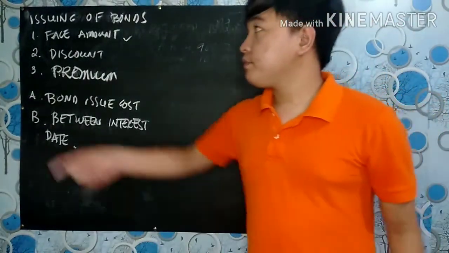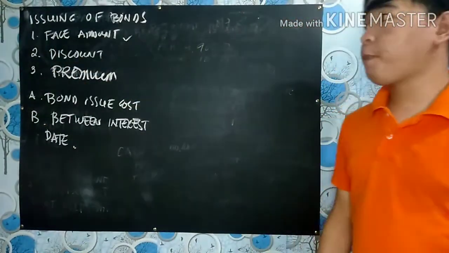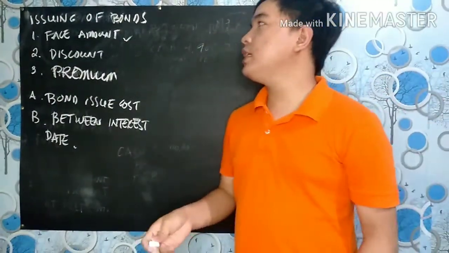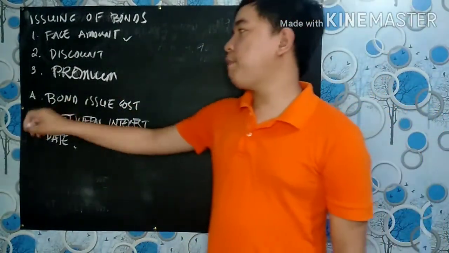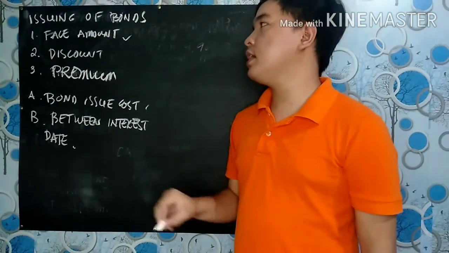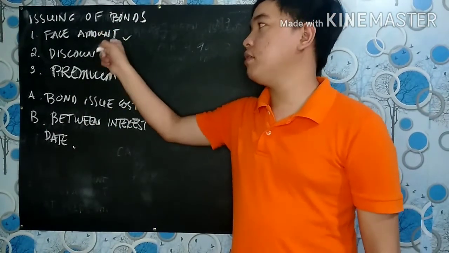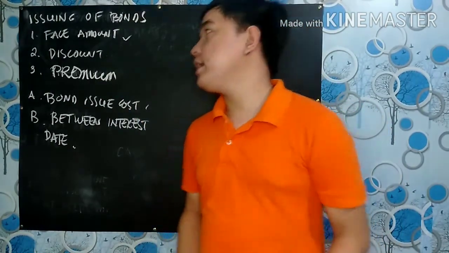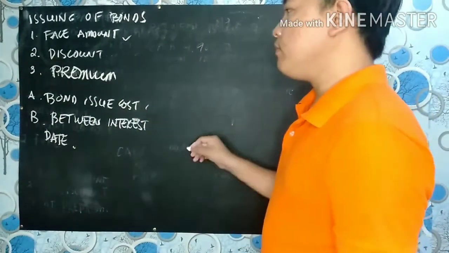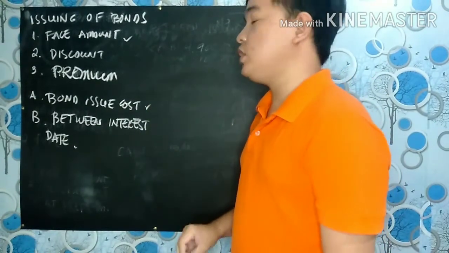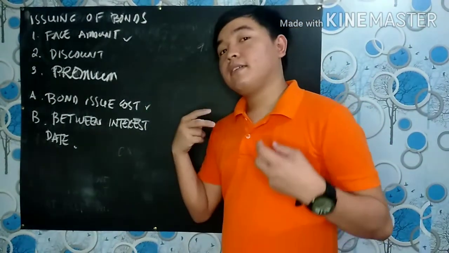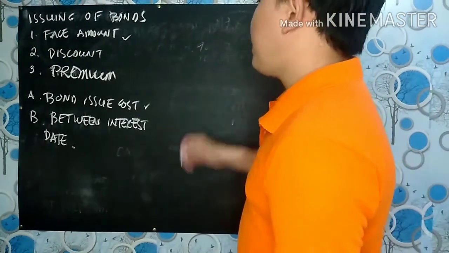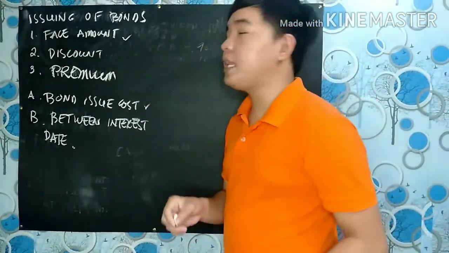So, magtungo tayo dito sa face amount. So, actually, kapag nagkaroon siya ng bond issue cost, hindi na siya dito sa face amount. Dito na siya papasok sa discount. Why? Because ang treatment natin sa bond issue cost is discount. Okay? So, paano kung ganito ang example natin.